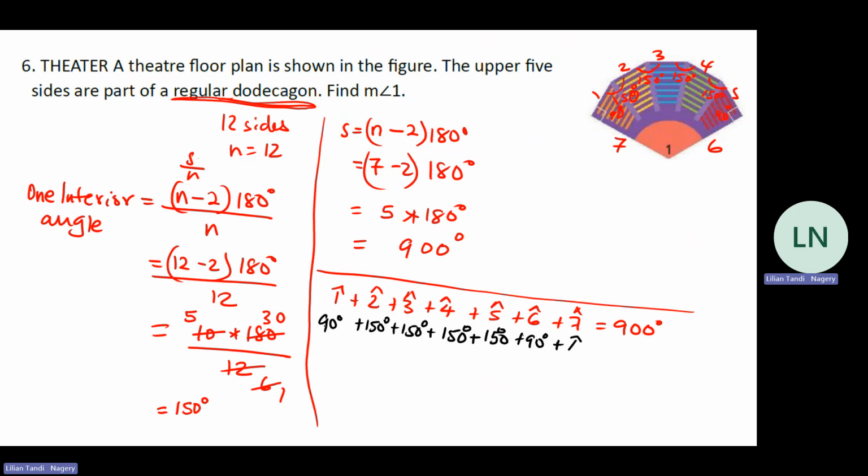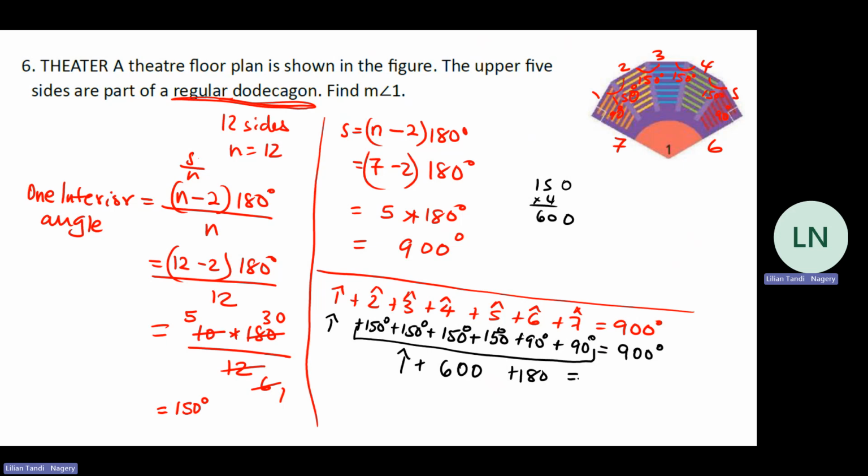Or you can do this. You can change this here, angle 1, and then put here 90, like that. Okay? All this is equal to 900. Add all these numbers. So this is 180 because 90 plus 90 is 180. And what is 150 times 4? 15 times 4 should be 60, so 600. So this is 600 plus 180 plus angle 1 is equal to 900 degrees. Okay? And then this is 780.